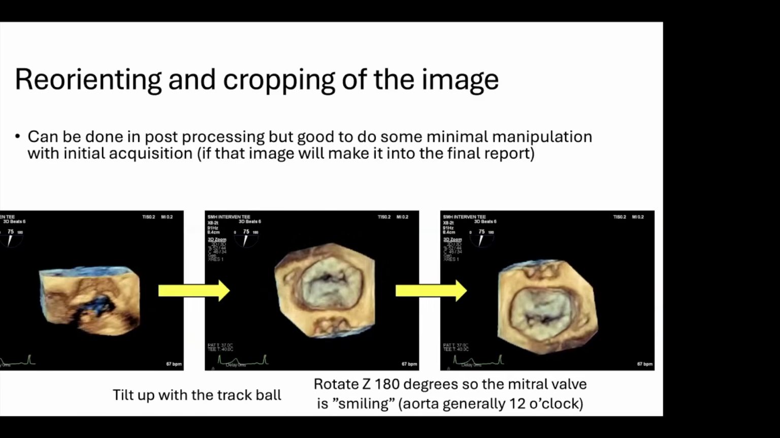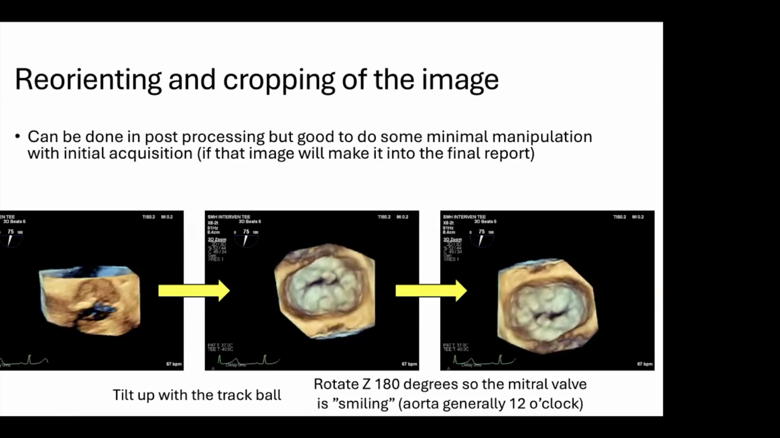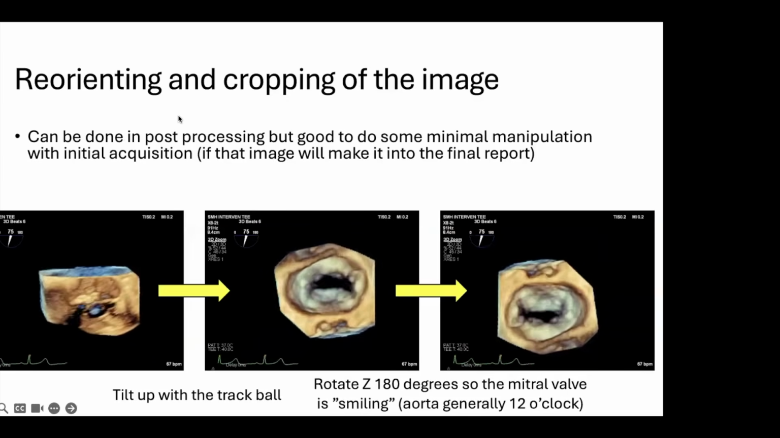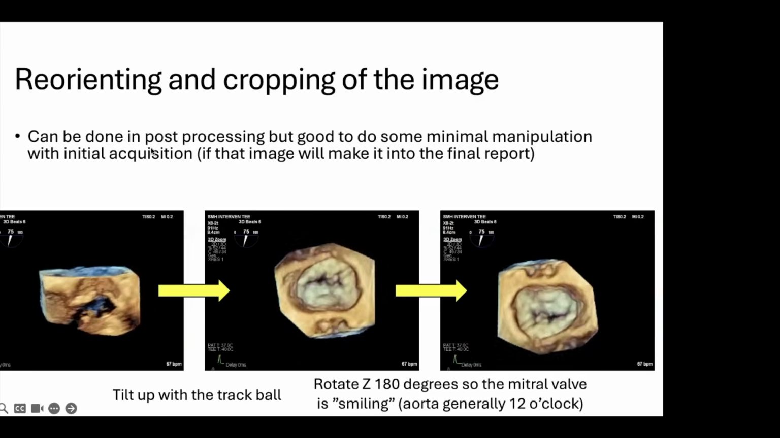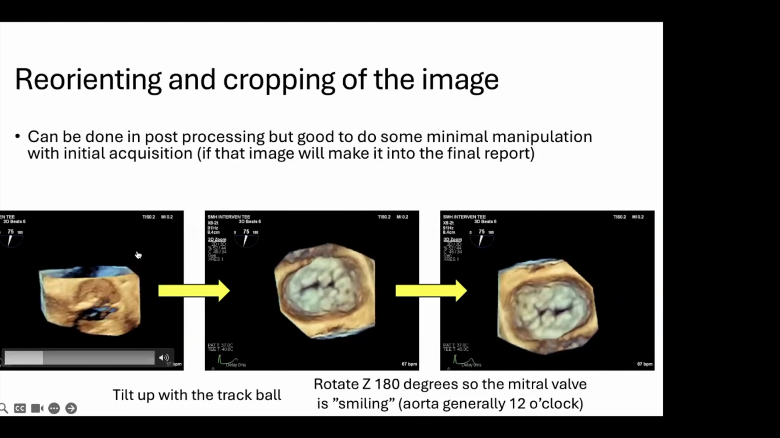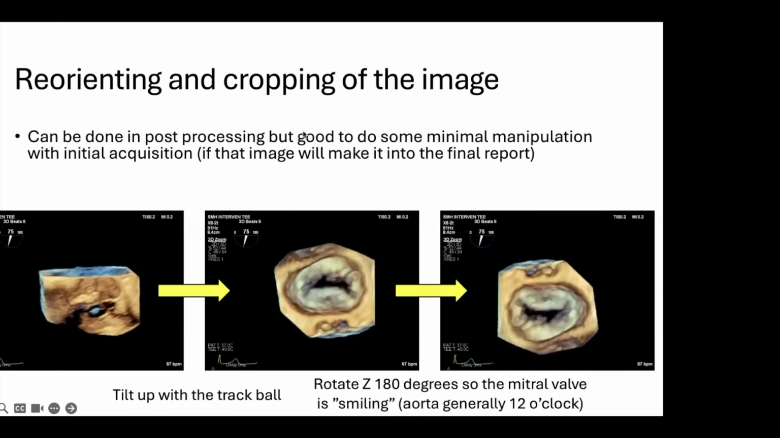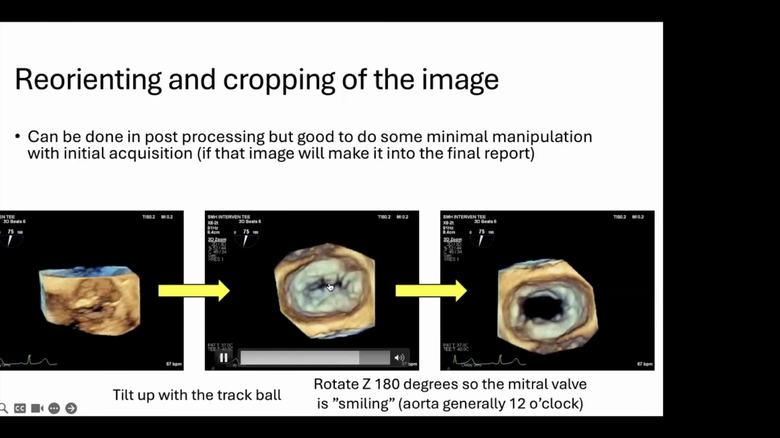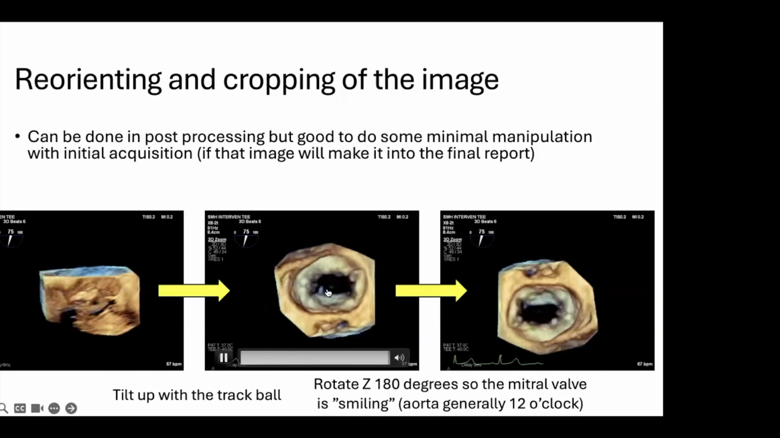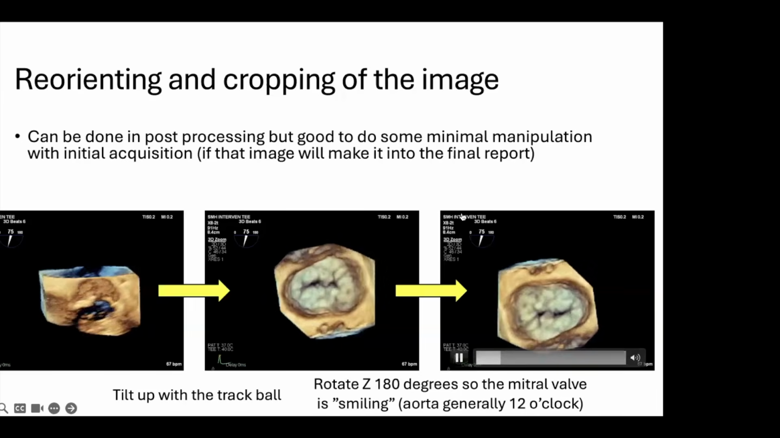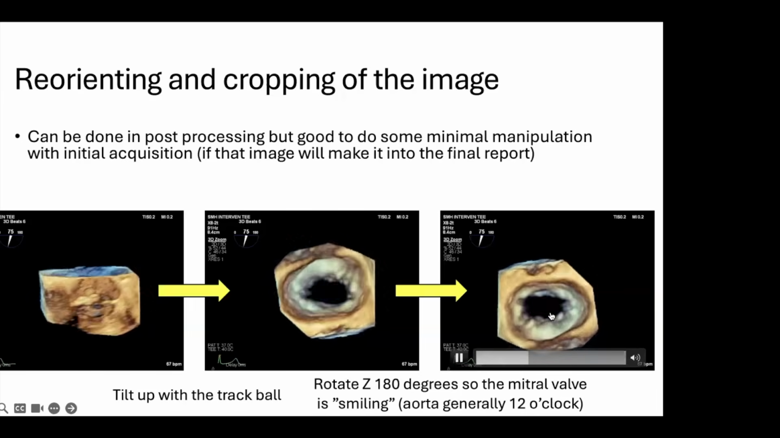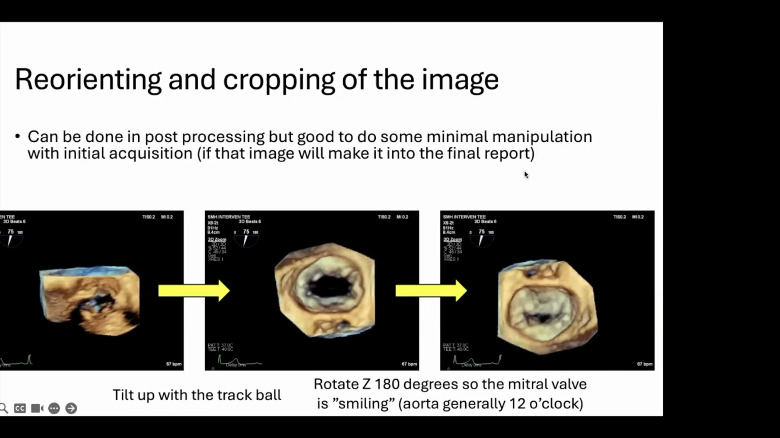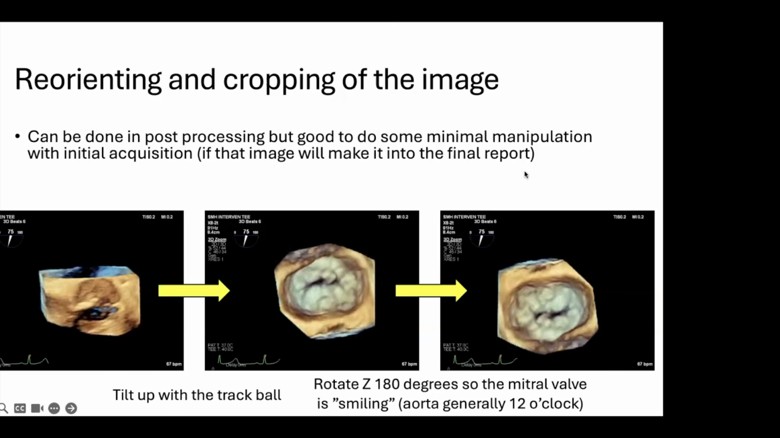And then reorienting and cropping the image is also important to be aware of. So what we'll do for the mitral valve is you'll get this sort of pyramid to start with. We'll tilt the trackball up, and then we'll use this knob called rotate Z, which will rotate the valve along the Z axis, which is usually just into the valve in terms of how it was acquired. And then we put the valve so it's smiling, and the aorta is at 12 o'clock, which is the usual orientation for the mitral valve.